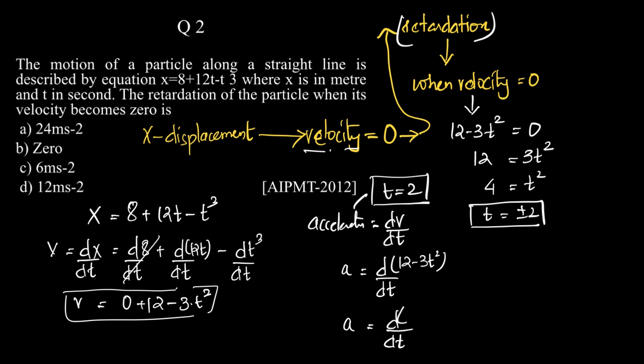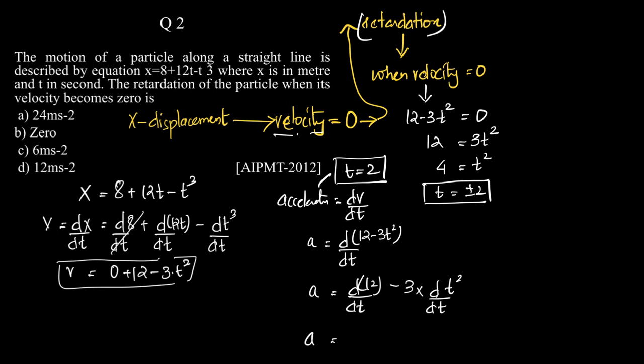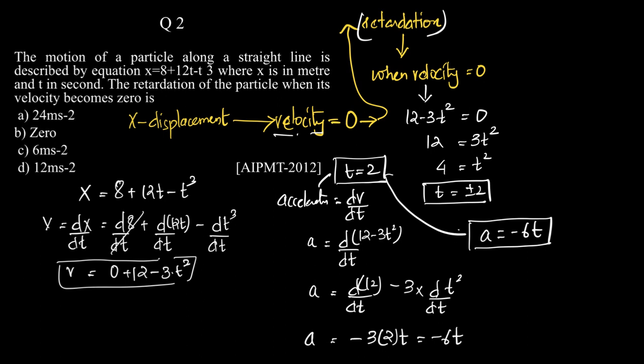d by dt of 12 minus 3 into d by dt of t square. So acceleration is equal to d by dt of 12 is 0 minus d by dt of t square is 2t. So this becomes minus 3 into 2 into t, which is equal to minus 6t. So A is equal to minus 6t, and the required time is 2. Therefore A will be equal to minus 6 into 2, and therefore A is equal to minus 12 meter per second square.